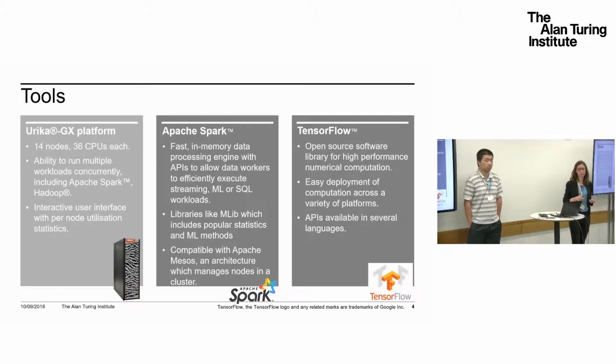On Eureka, there are many nodes with 36 CPUs each. And the great thing about the platform is that we can run multiple jobs at the same time, and also that it has a user interface where we can see in real time which CPUs we are using.